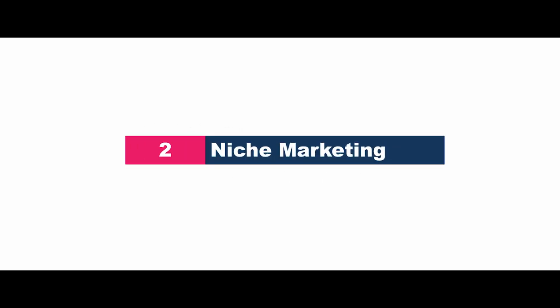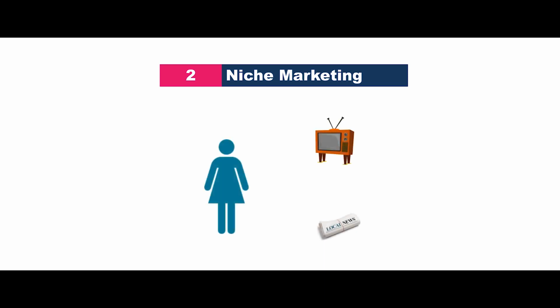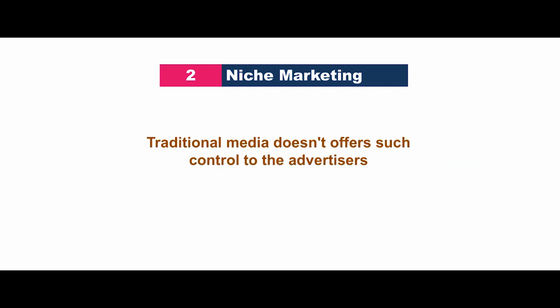The next point is niche marketing. Let's assume you are a national brand and your product is targeting the female audience. For this purpose, you plan an advertising campaign on television and print. Now tell me, is it possible for you to control that your ad should be visible only to the female audience? The probable answer is no, because traditional media doesn't offer such control that you can show your ad to a particular segment of the customers.